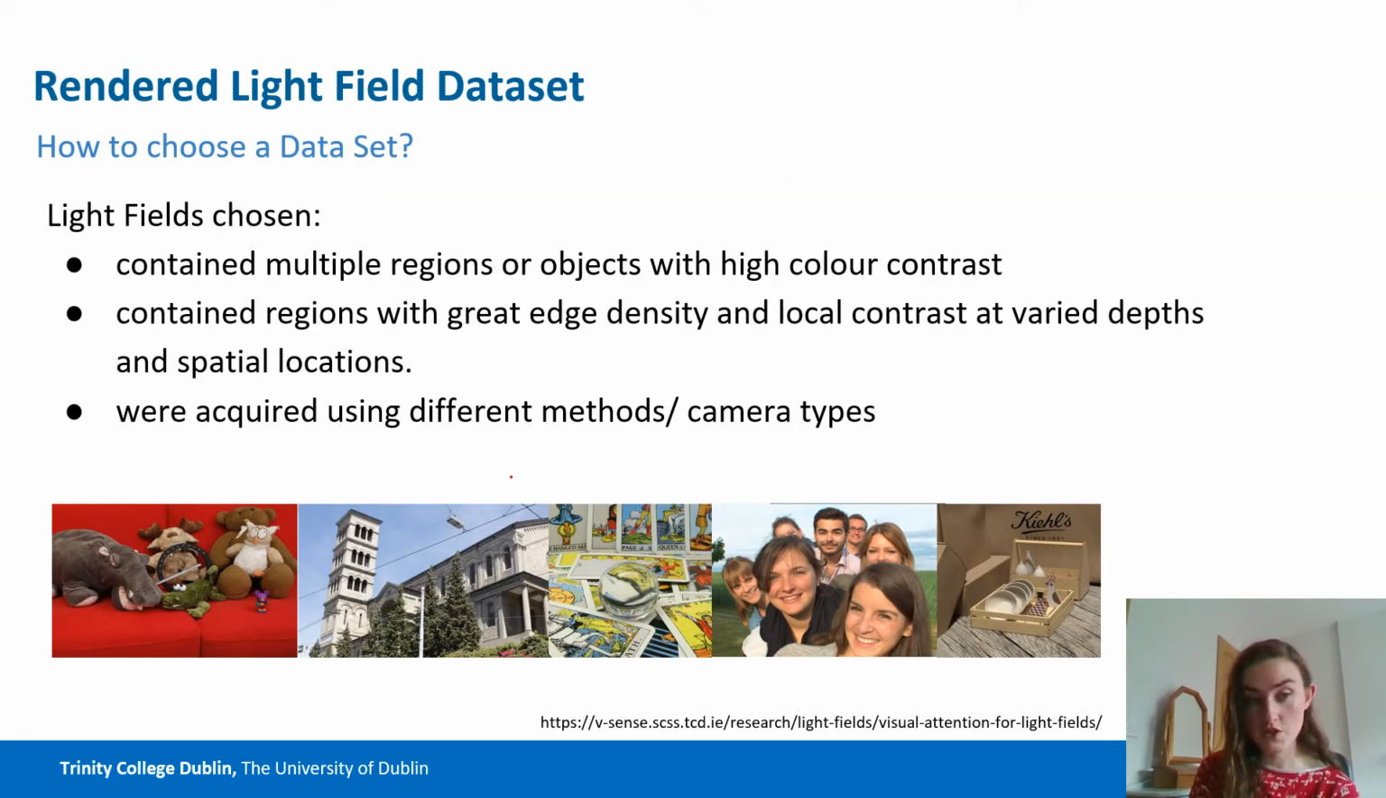So how to choose a data set. The light fields we chose were based on the following criteria. They contained multiple regions or objects with high color contrast. They contained regions with great edge density and local contrast at various depths and spatial locations, and they were acquired using different methods or camera types. And some examples can be seen here below.